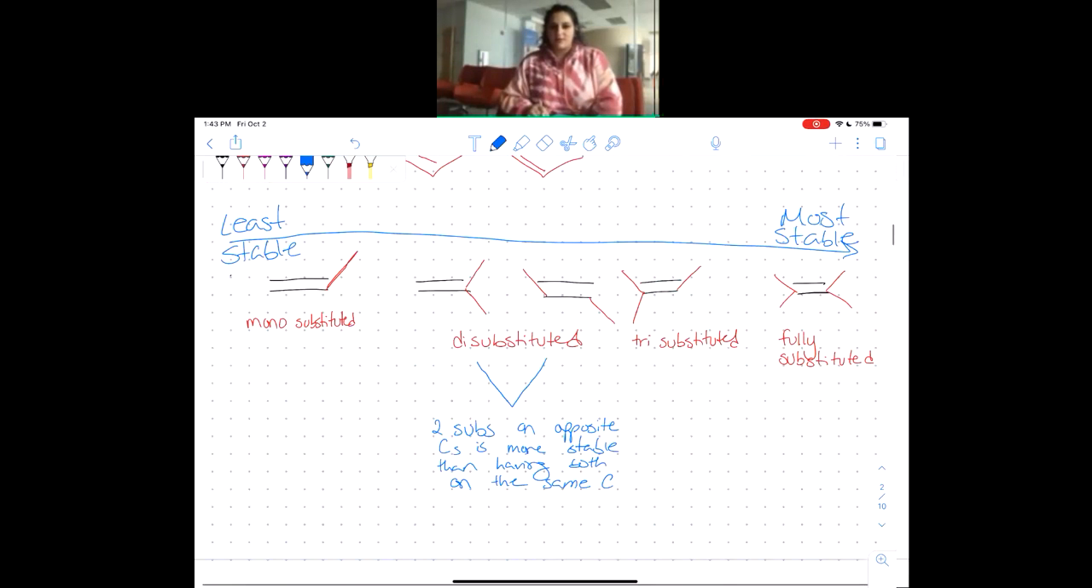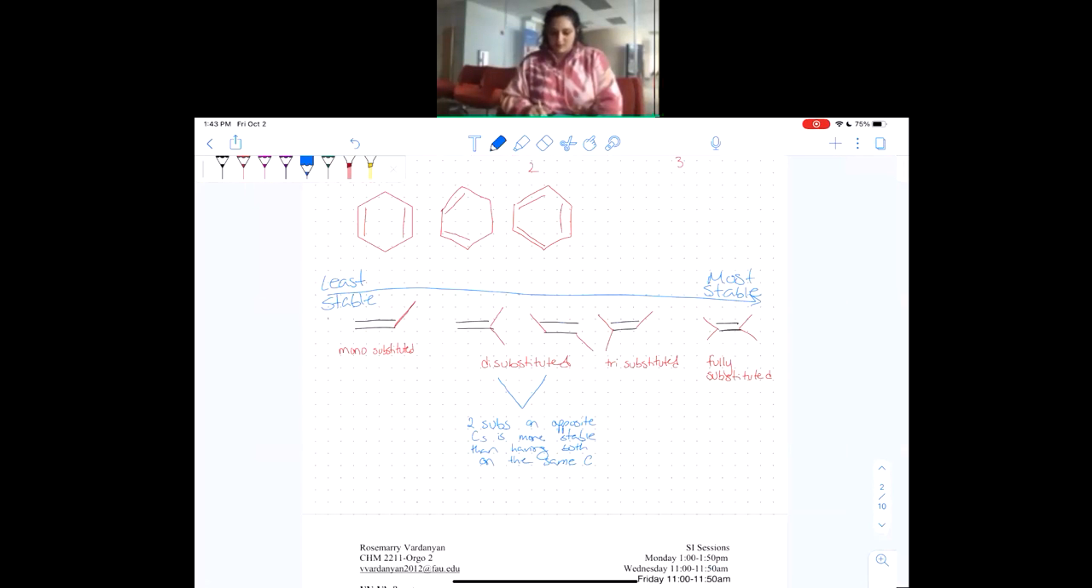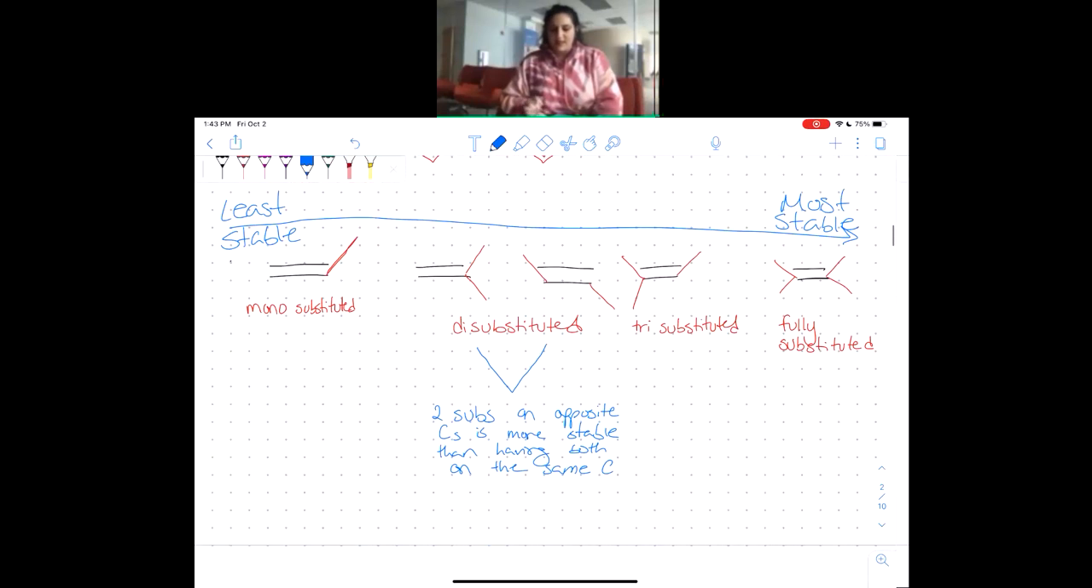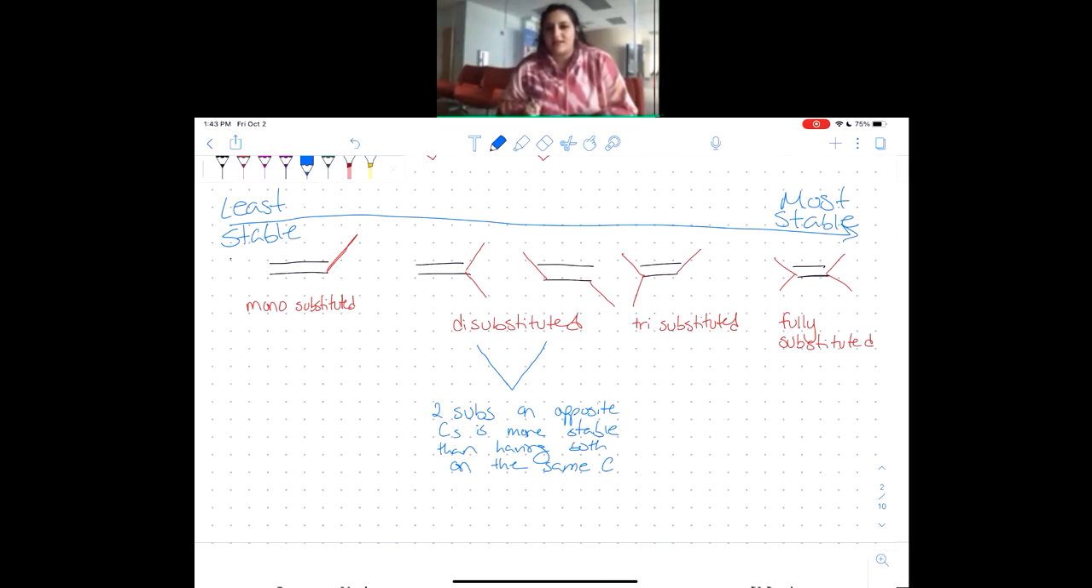And I'll zoom out so you guys can kind of see everything. And someone asked, is that because of sterics? Yes, there's probably other effects going on too, but sterics is a big one. That was a good question though. Any other questions as far as this stuff goes?